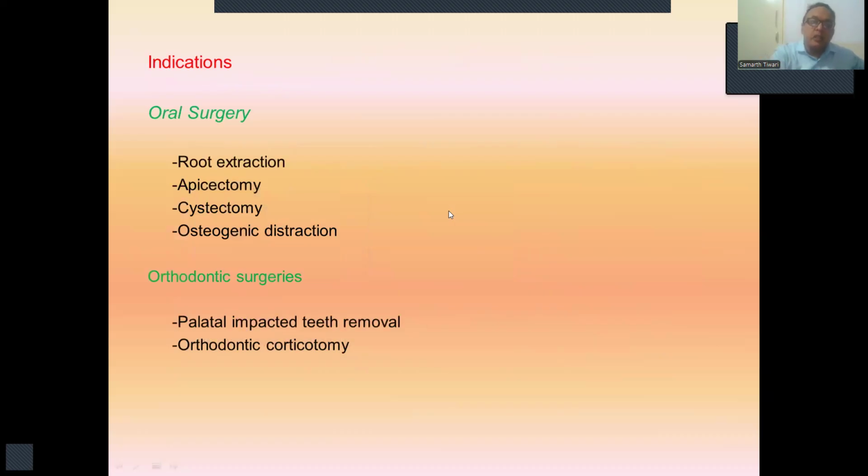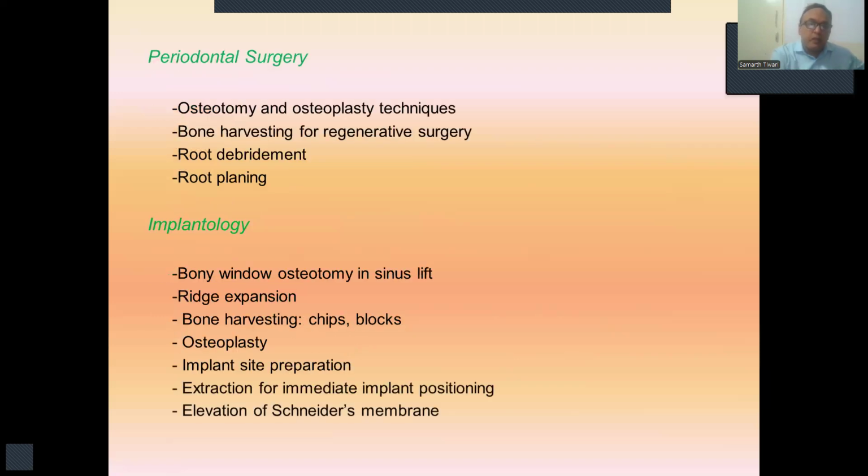Indications: oral surgery, root extraction, apicectomy, orthodontic surgeries, palatal impacted teeth removal, orthodontic corticotomy, periodontal surgery, root planing, root debridement, bone harvesting for regenerative surgery, implantology, bony window osteotomy in sinus lift, ridge expansion, osteoplasty, implant site preparation, extraction for immediate implant positioning.